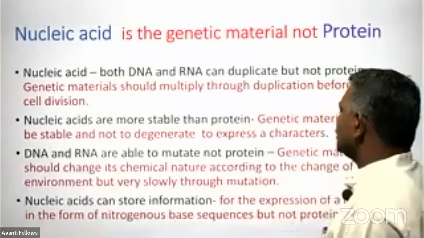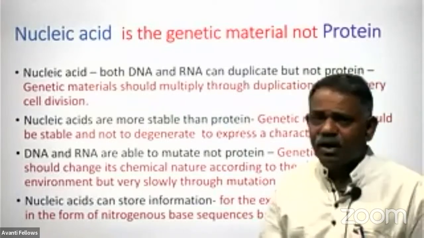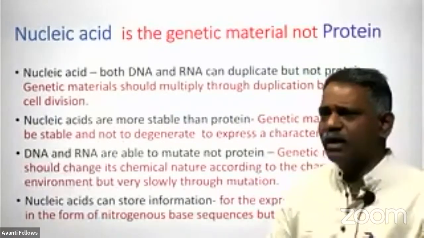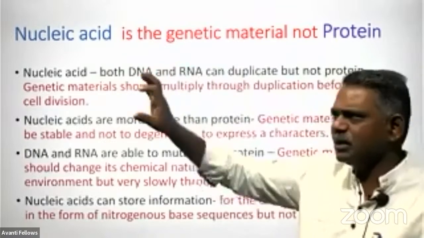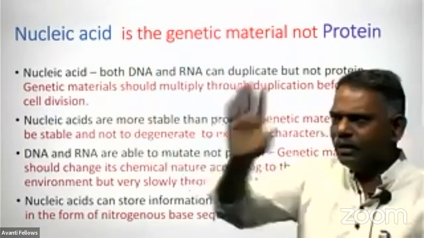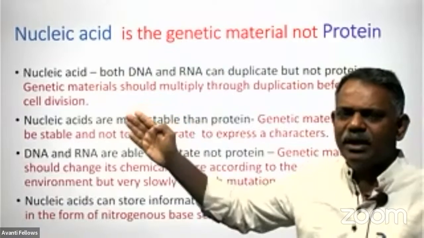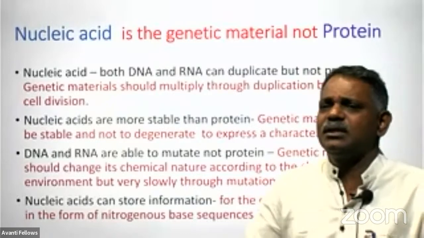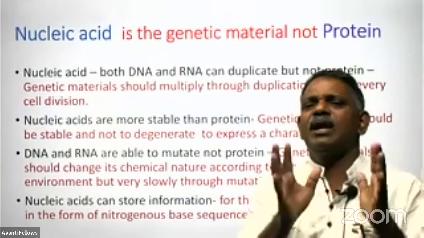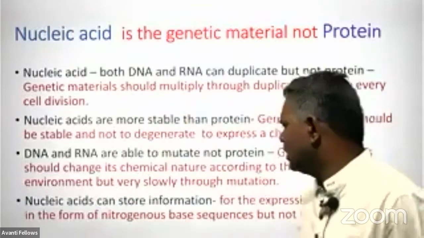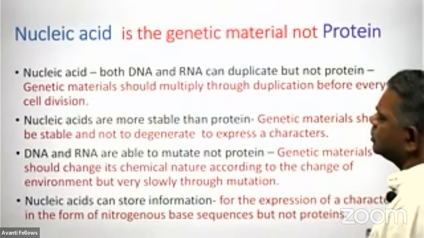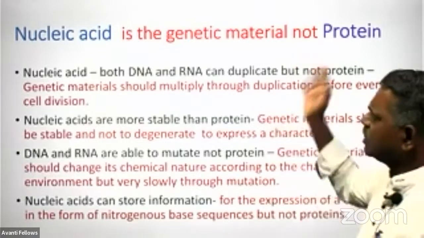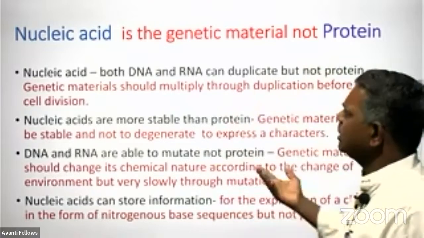The nucleic acid can store information. Information for what? Information for expressing a character by producing a particular protein. You may learn about translation, how this information is given in the DNA molecule. It is a sequence of nitrogenous bases in the DNA molecule. That is the information regarding what type of protein is synthesized in the body. That information can easily be stored in the genetic material, but in protein it is not possible to store the information. Because of this reason, nucleic acid can only act as a genetic material, not protein.